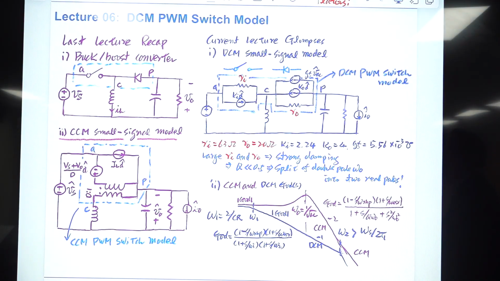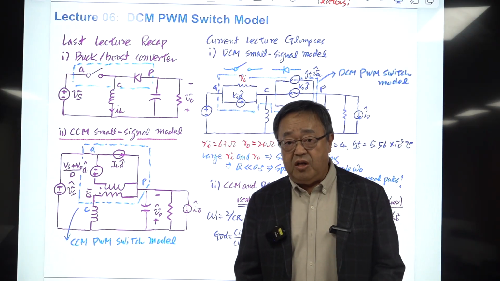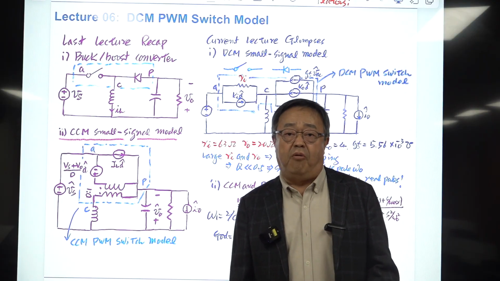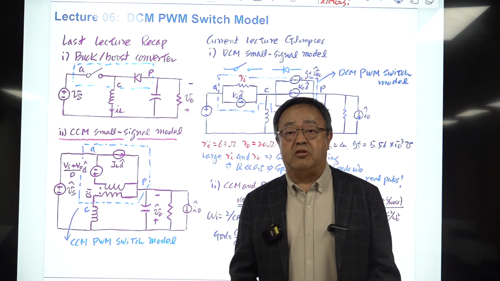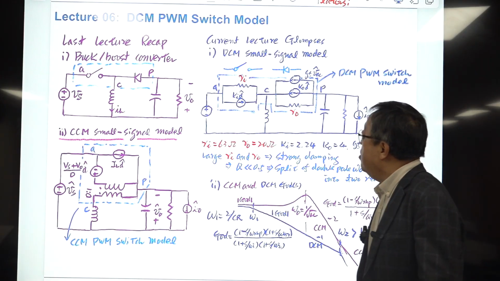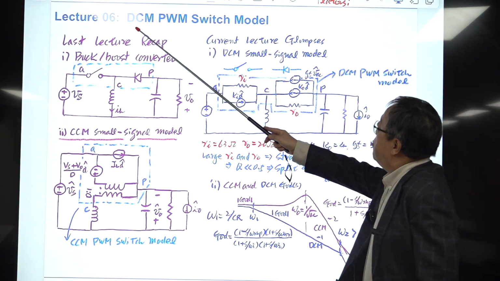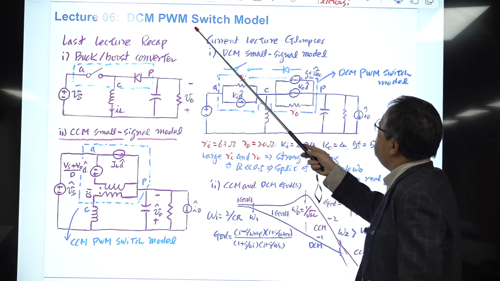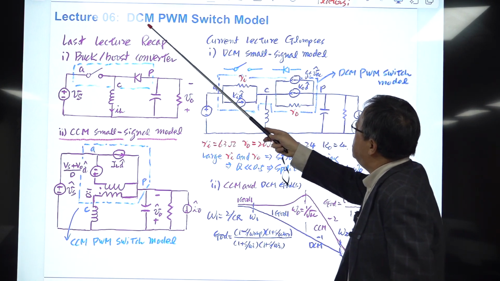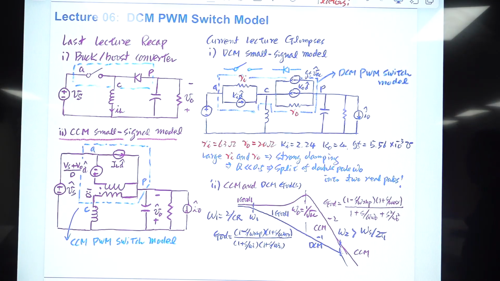But for that case, we only discussed the CCM operation of the converter. That was the initial assumption for the modeling. But usually the converter operation spans both CCM and DCM operation. So in this lecture, we'd like to investigate the DCM dynamics of the PWM switch, and eventually we'll derive the DCM PWM switch model. First, we review the previous lecture.